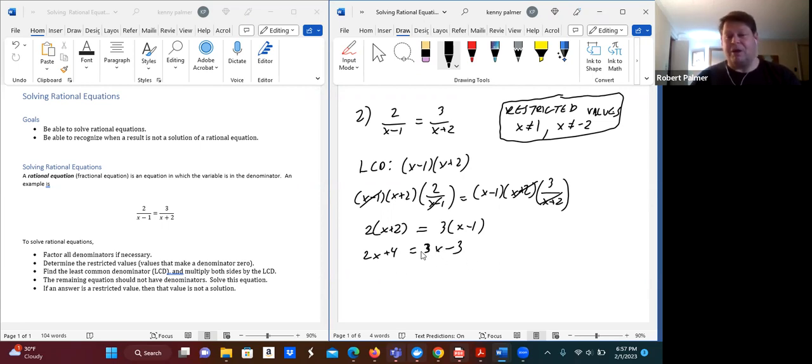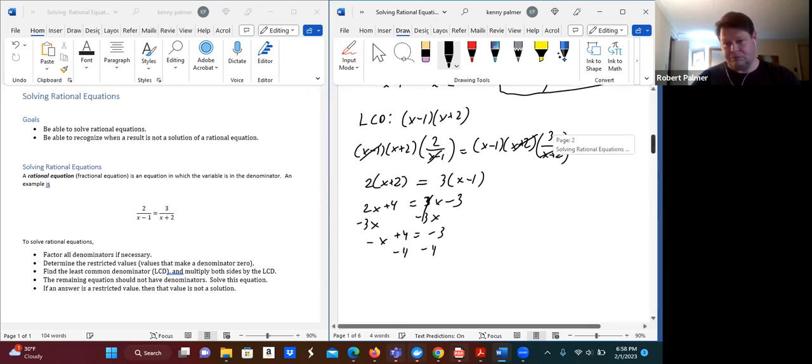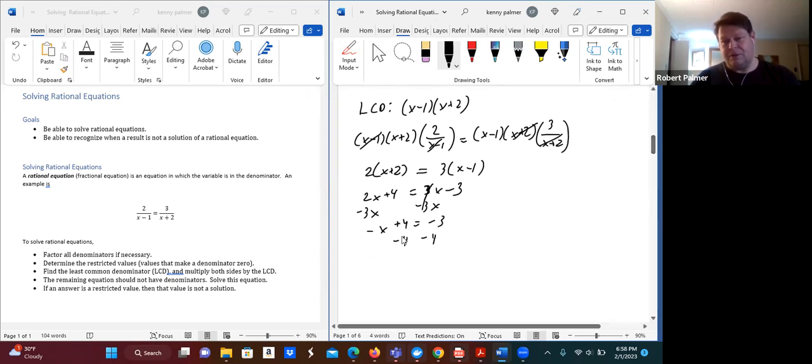And then just solve this. It doesn't matter, I'll get my x's on the left side. So if I subtract 3x on both sides, then I have negative x plus 4 is equal to negative 3. Then subtract 4 from both sides. And so that's going to give me negative x is equal to negative 7. And then finally divide both sides by negative 1, or multiply by negative 1. And so x is just positive 7.